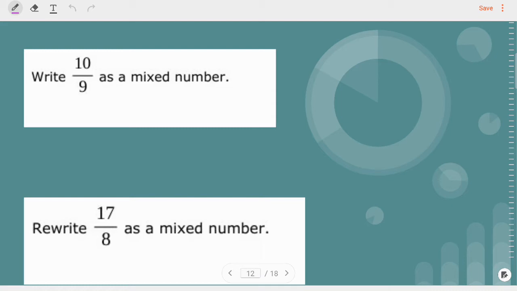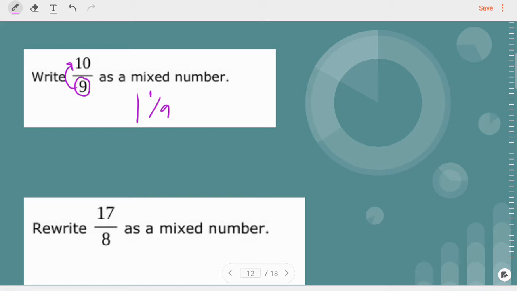So if I want to write 10/9 as a mixed number, how do we do it by hand? Remember, we ask ourselves, how many times does 9 go into 10? Well, it goes in one whole time. And then how many is left over? Well, if 9 goes into 10 one whole time, we're going to have 1 left over. 10 minus 9 is 1, and 9ths.